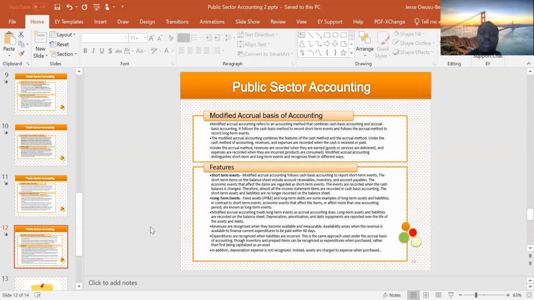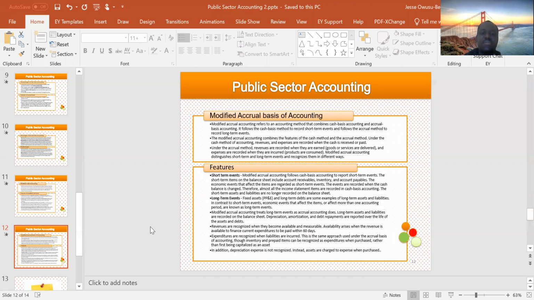The modified accrual accounting method also treats long-term events as the accrual accounting does. So long-term assets and liabilities are recorded on the balance sheet. Depreciation, amortization are reported over the life of the assets and debts. Very, very important.